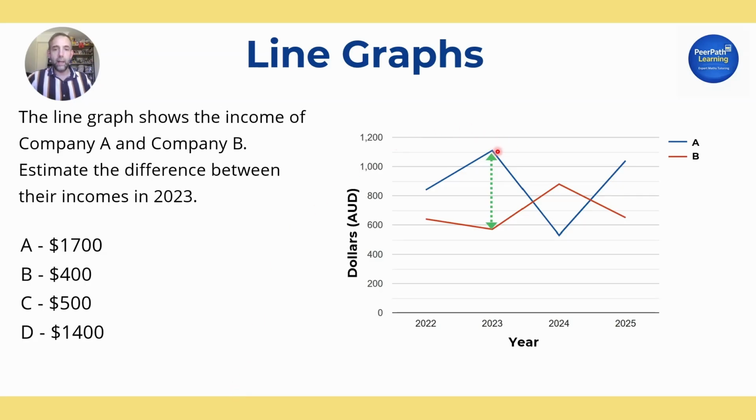So this would be the income of company A in 2023. So that is roughly 1,100. The income of company B in 2023 would be here. So that's roughly 600. And the term difference should be suggesting to you to do a subtraction. So if we do 1,100 take away 600, you're going to get a difference of 500.